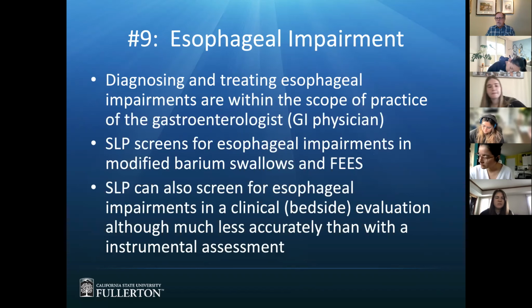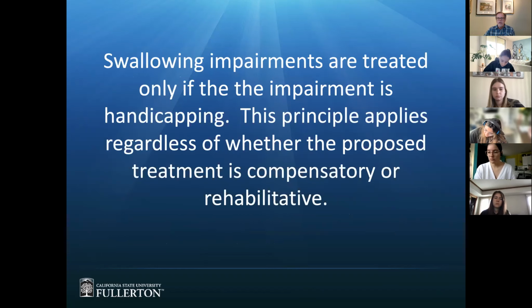Here I mention again, which I said earlier, diagnosing and treating esophageal impairment is in the scope of practice of the GI doc. But we do screen for it, and you can screen for it with modified barium swallow definitively, and with FEES definitively. In other words, you can identify that there is a problem. You just don't know exactly what problem, because the esophagus can have more than one type of problem. And so we screen for it, and then we refer on to a GI doctor.